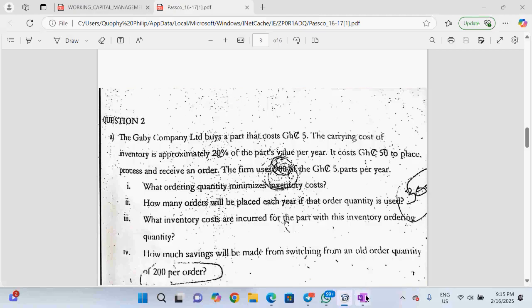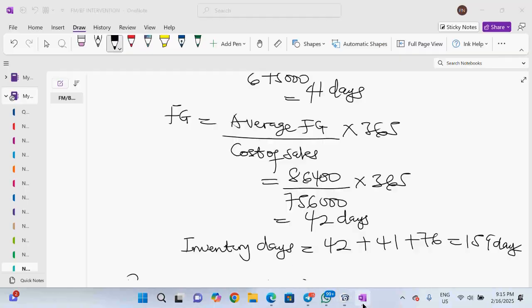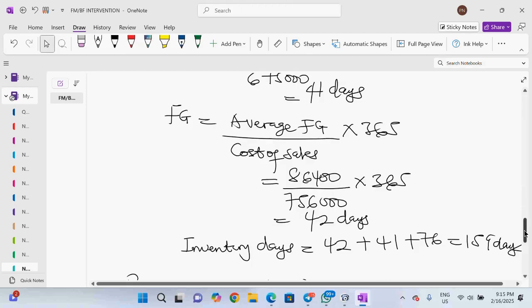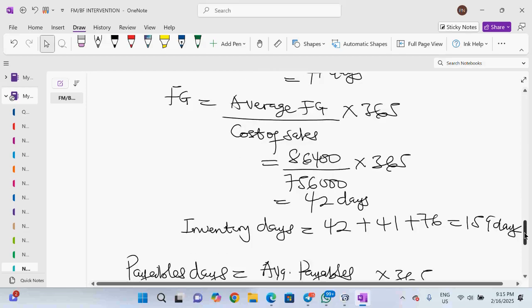So, now that we are done with the operating working capital cycle, we can proceed with inventory management. So now I want to take each of them one by one. So let's take the inventory management.